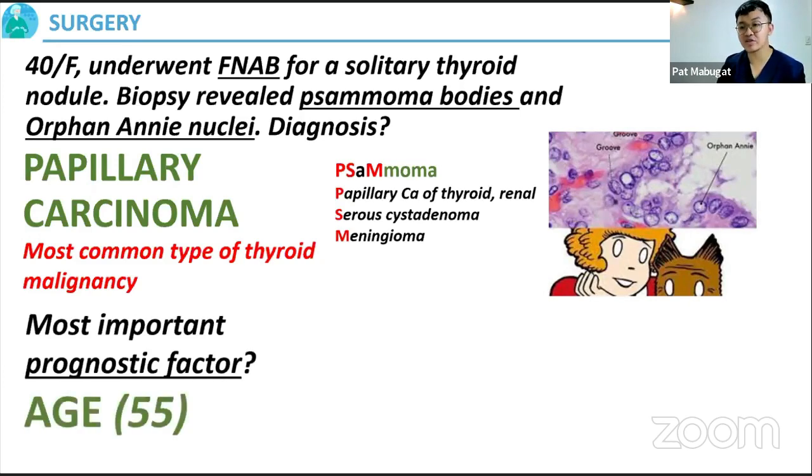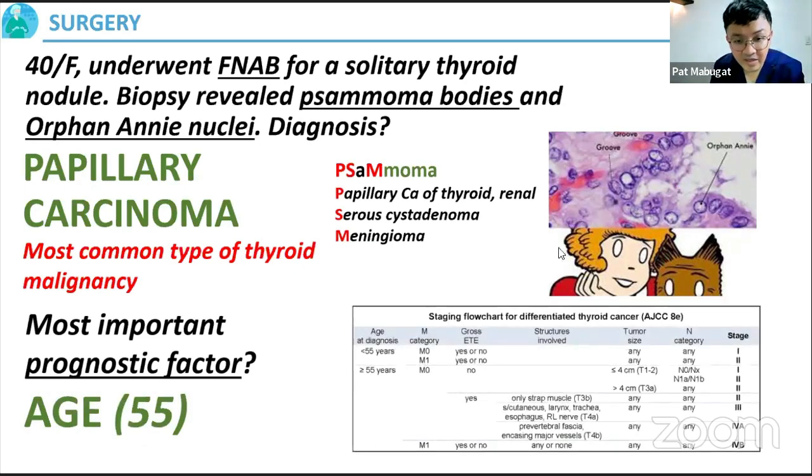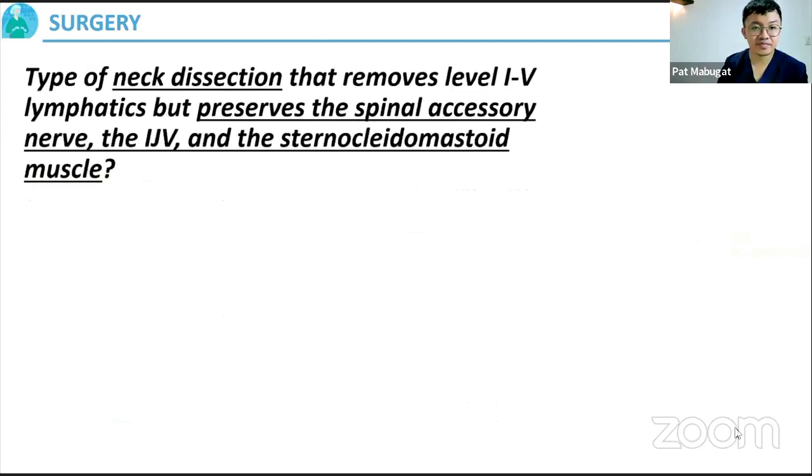It's actually the age. Before it was 45. More recently, it has been 55. Why? Interestingly, if you have metastasis, but you're less than 55 years old, you only get stage 2. But if you have metastasis and you're more than 55 years old, you're going to get stage 4. Right? So that's a peculiar thing about your thyroid malignancies.